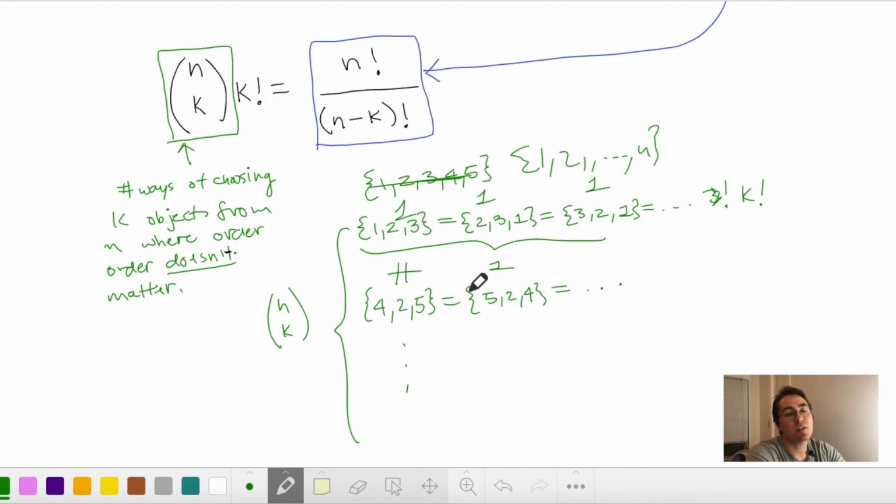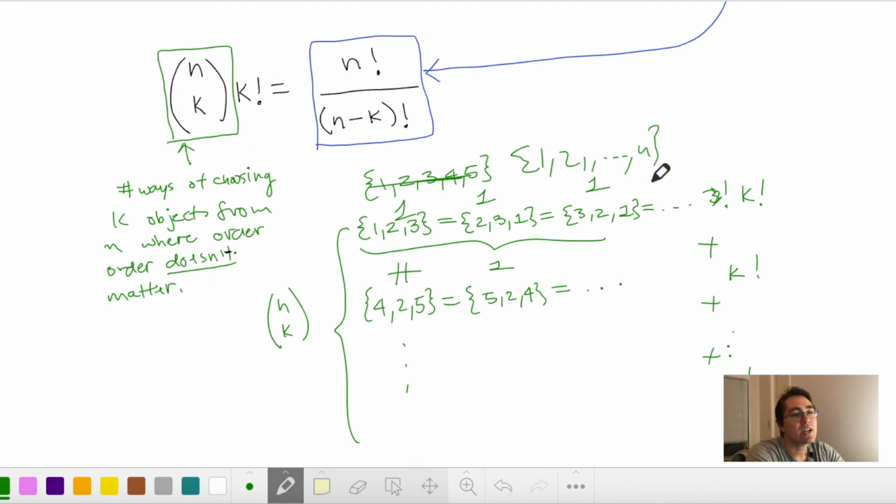And I could do that down here as well, k factorial, and I could keep doing that over and over again for all of these. For each one of these unique selections, I'll keep permuting them and counting those permutations, and I'll get k factorial every single time. And if I add them all up, k factorial plus and so on and so forth plus k factorial, let's see what I did. How many of these were there? There were n choose k. And I'm adding k factorial that many times, so that's n choose k times k factorial.